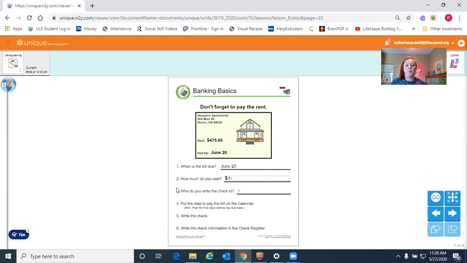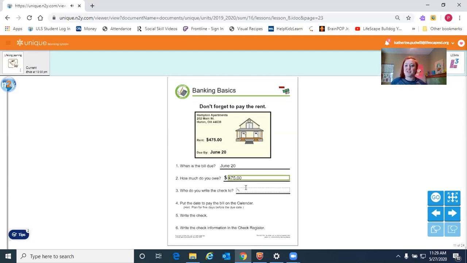Number 2, how much do you owe? When we say how much, we know we're looking for a number. We see a dollar sign, we're paying rent, so we know we're looking for a dollar amount. And right here, rent says $475. Sometimes we might see a word that says total or amount due, but this says rent, $475. And we got it right.